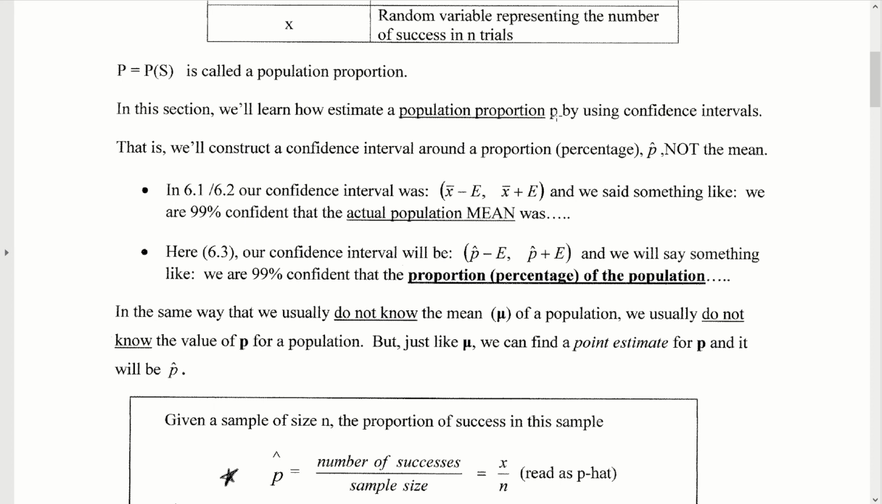If I sample 100 people, and 63 of them said that they approve of the president's job, then my sample proportion, my p-hat value, would be 63 over 100, which is 0.63. Much in the same way that x bar, the sample mean, is a point estimate for the population parameter mu, the population mean, our p-hat, the sample proportion, is a point estimate for the population proportion p.